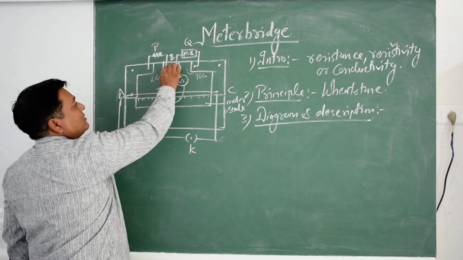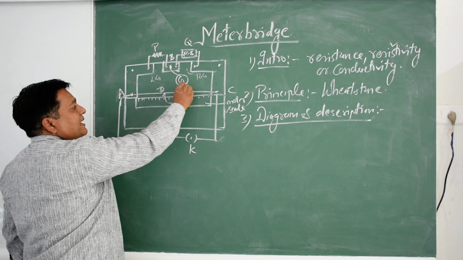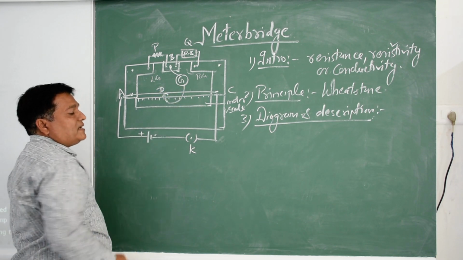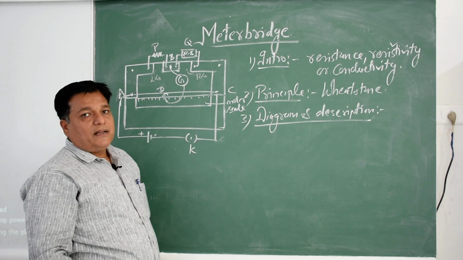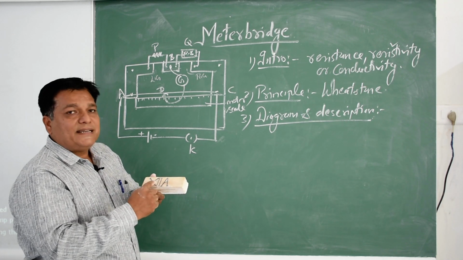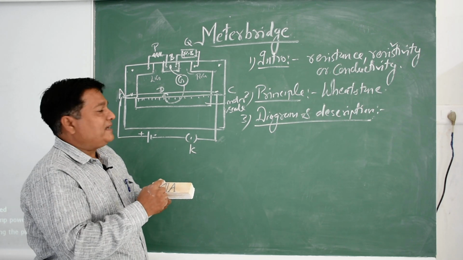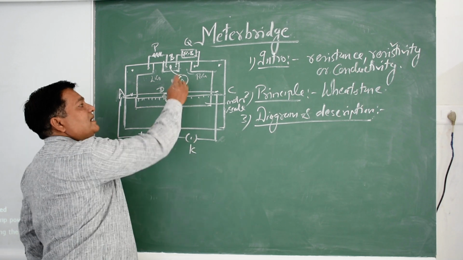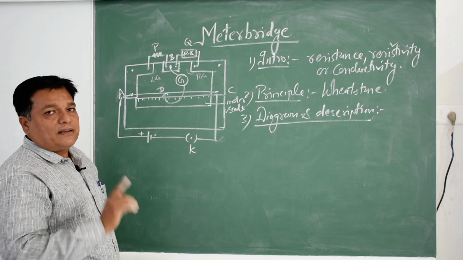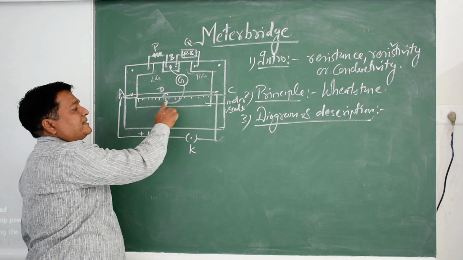Here at the center of this brass strip, a galvanometer is attached, and with the help of the galvanometer we have the jockey attached. Jockey is a pointer of the galvanometer. When we slide this pointer over the wire, we can see the reading in the galvanometer. It shows us whether a null condition comes or not. We can determine the balancing condition through the galvanometer with the help of this pointer.